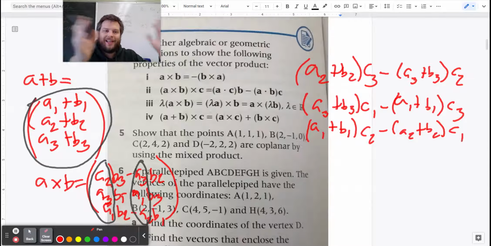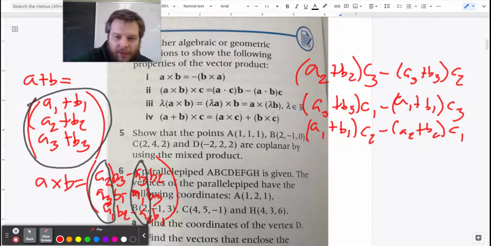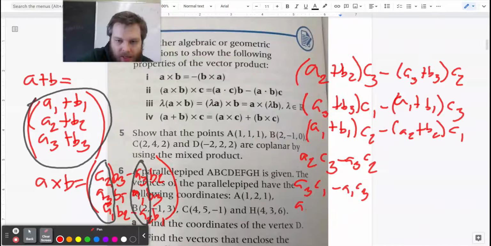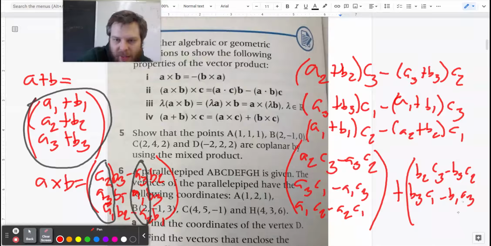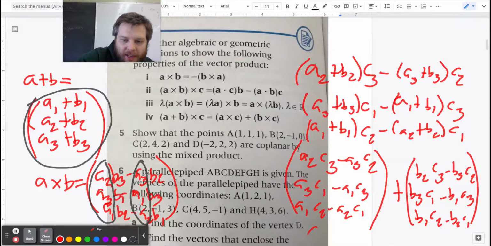So we're just going to collect all the A's and all the B's and write them as two separate vectors. We have A2C3 minus A3C2, A3C1 minus A1C3, A1C2 minus A2C1. That's one vector. Plus B2C3 minus B3C2, B3C1 minus B1C3, B1C2 minus B2C1, and that's A cross C, and this is B cross C.